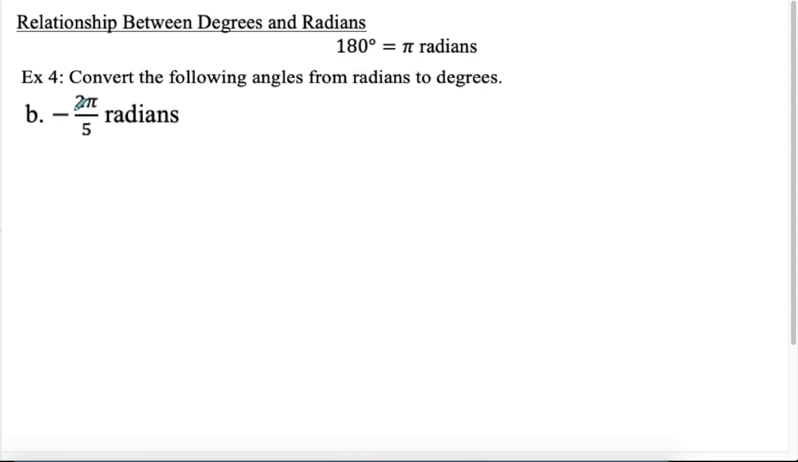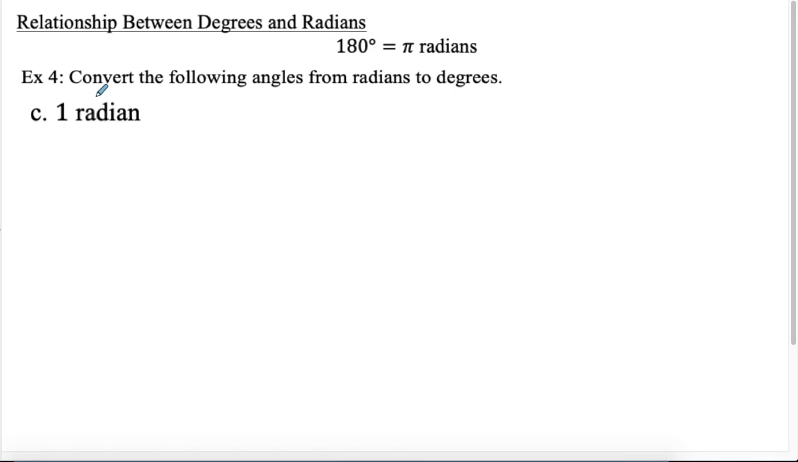Okay, let's try another one. Negative 2 pi over 5. Again, I'm going to multiply this by 180 over pi. Negative 2 times 180 would be negative 360 over 5. The pi's will cancel. And negative 360 divided by 5 is negative 72. So negative 2 pi over 5 radians is the same as negative 72 degrees.